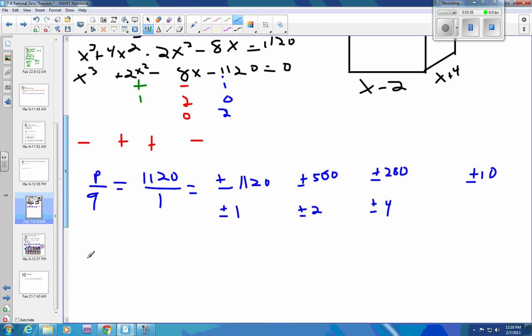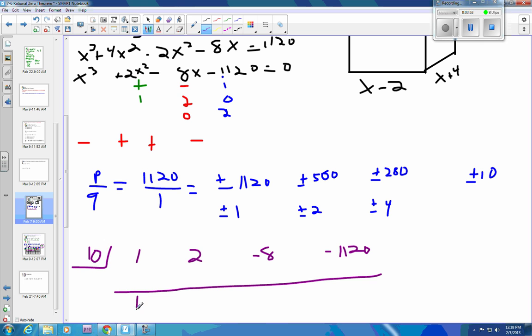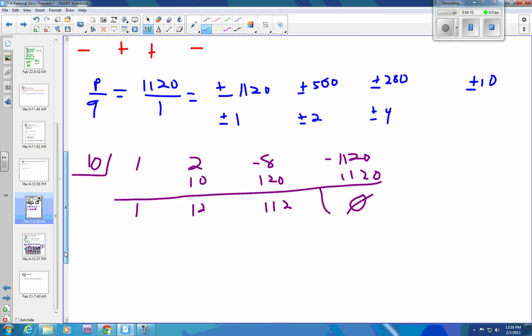So if I do my synthetic division with a 10, I've got x cubed, there's one of those. I've got 2x squared, negative 8x, and a negative 1120. Bring the 1 down. 10 times 1 is 10. That makes that a 12. 10 times 12 is 120. Subtract 8, that's a 112. Times 10 is a positive 1120. And that does give me, in fact, a 0 here. So this is my depressed polynomial.